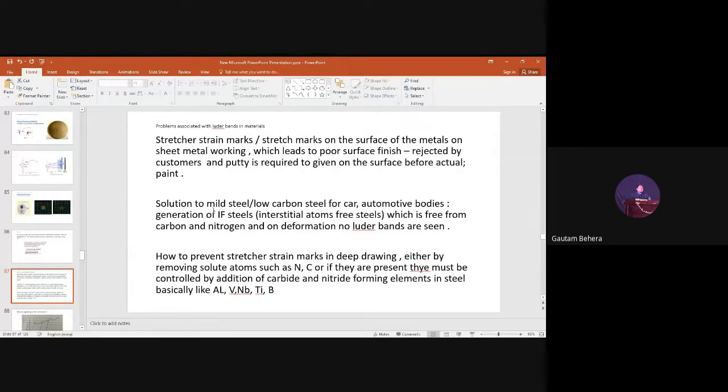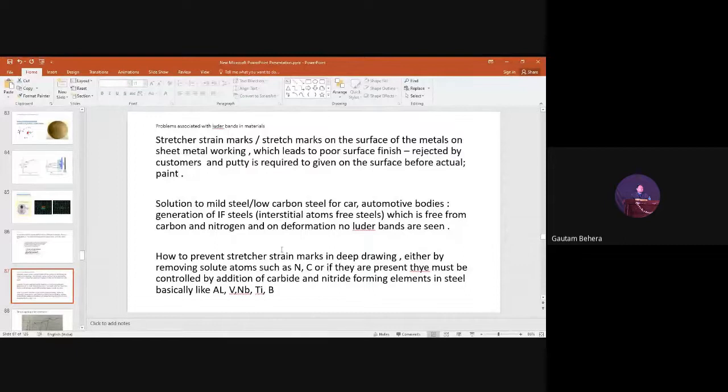So nowadays, what is happening? The people who manufacture cars and automotive components basically use IF steels, interstitial free steels. Interstitial free steels means those steels are free from interstitial atoms like carbon and nitrogen, right? So this is one of the solutions. Nowadays, as I have heard, Tata Steel is using IF steels for manufacturing of car and automobile bodies, right? Because they will not show any kind of stretch or strain marks, because Luder bands will be absent, fine.